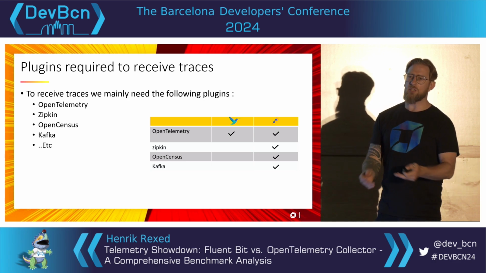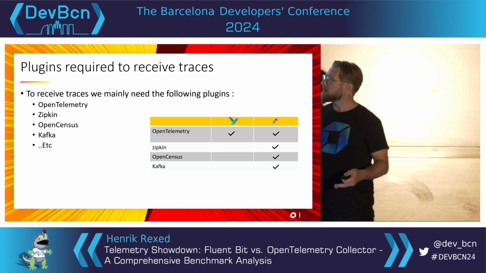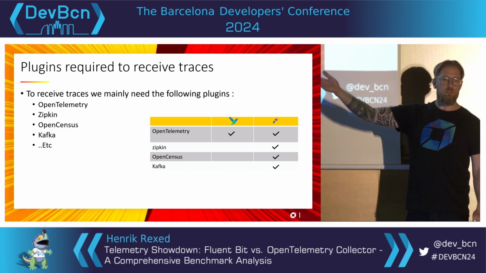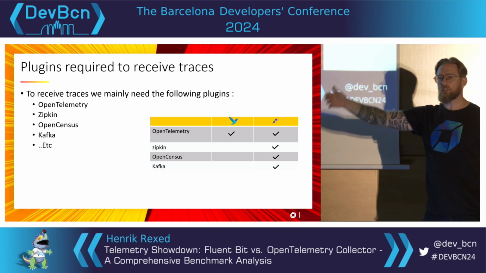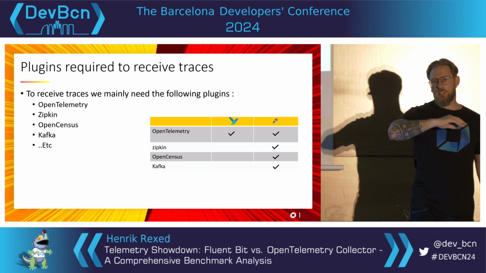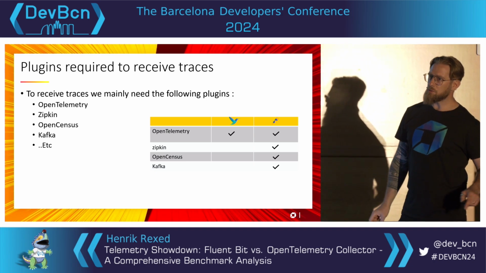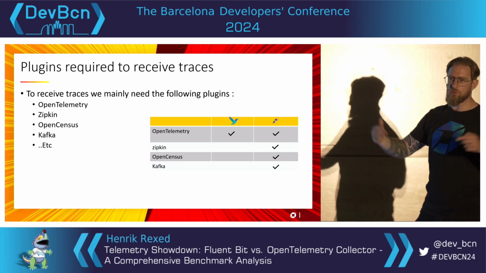It's a new format, so it makes sense. So we will have to support it. And then you have Kafka, because you can send the traces through Kafka, through a queue. And then you have the ancestors, the dinosaurs of traces. So Zipkin, OpenCensus. There are still applications that are not OpenTelemetry friendly who still send their traces in those formats, so you still need those supports.